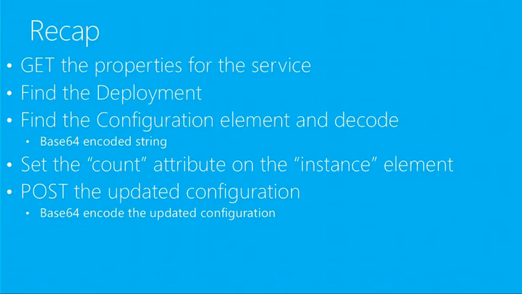So as we just saw, it's pretty easy to go ahead and get the properties for a particular service. I have to get the properties because a regular getting list of cloud services doesn't show me everything. I need all the deployment and configuration information. So once I have those properties, I can get the deployment, get the configuration element, decode that into a string I can work with, update the count attribute, re-encode that XML configuration, and post that back to the Service Management API.